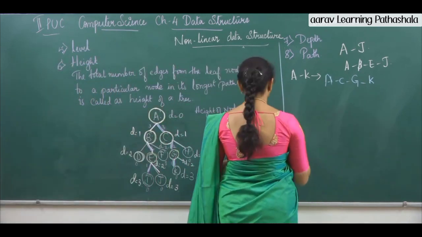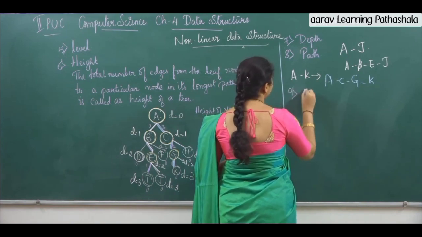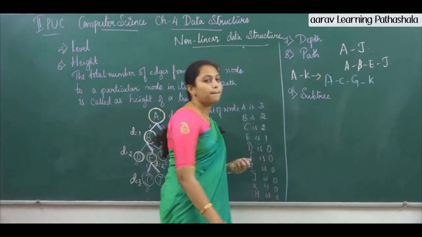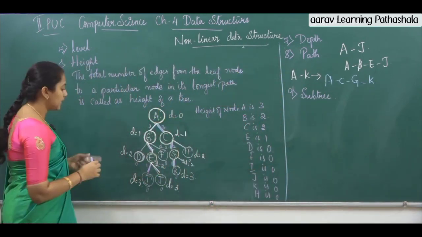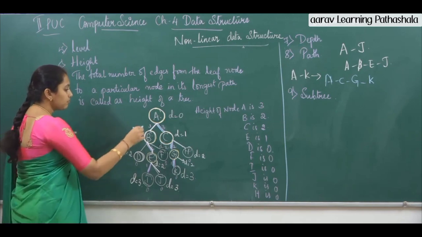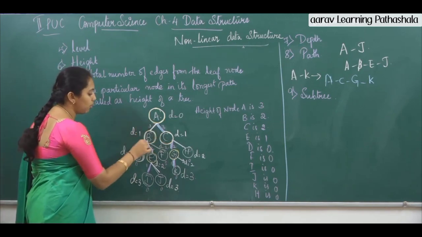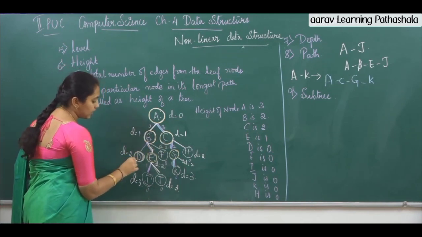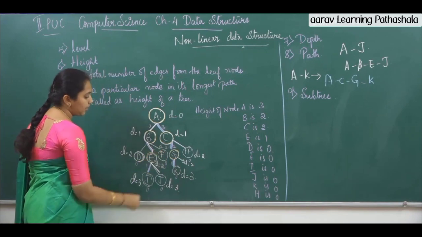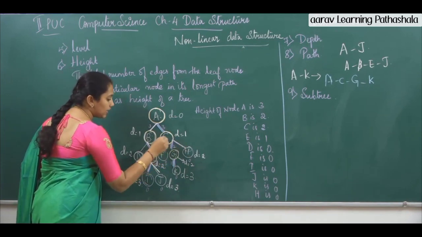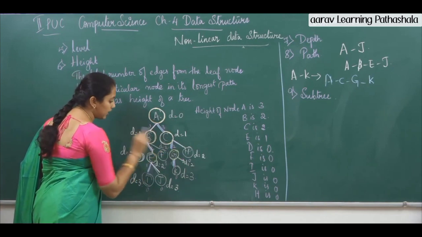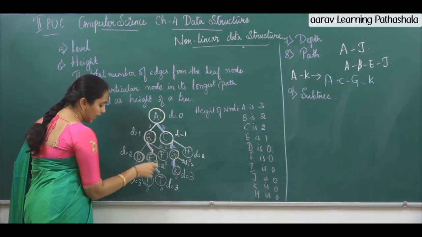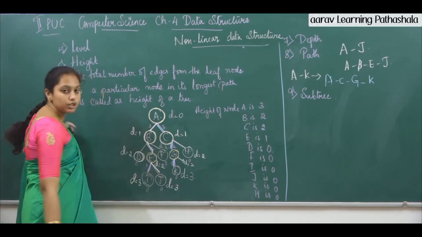Next is subtree. What is a subtree? Every child node forms a subtree on its parent node. See in this example, A is a root node for B and C. B has 3 children, that is D, E and F. And C has 2 children, G and H. G has K as its child node and E has I and J.